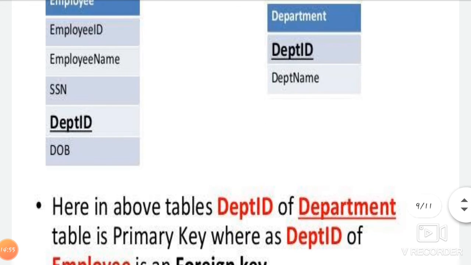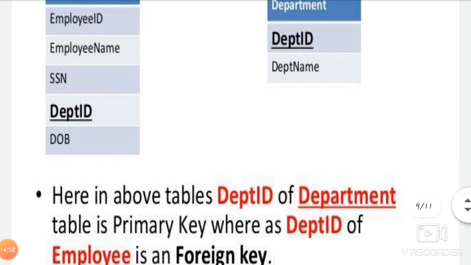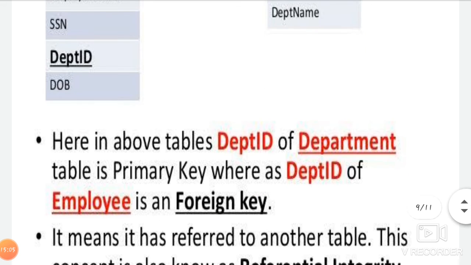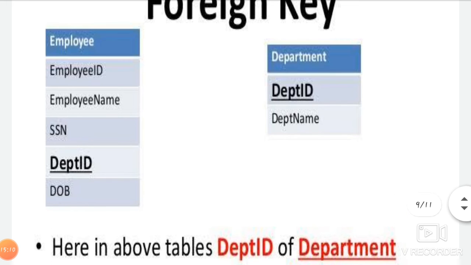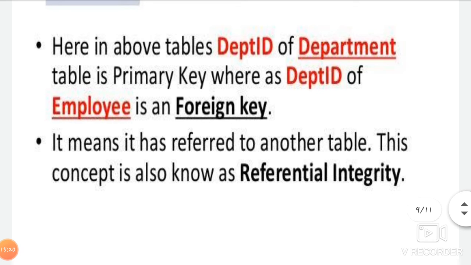Understood? So here in the above tables, department ID of the department table is a primary key, whereas department ID of the employee table is a foreign key. When you are considering the employee table, department ID acts as a foreign key. When you are considering the department table, department ID acts as a primary key. So it means it has referred to another table. This concept is also known as referential integrity. Referential integrity is nothing but the function of a foreign key.